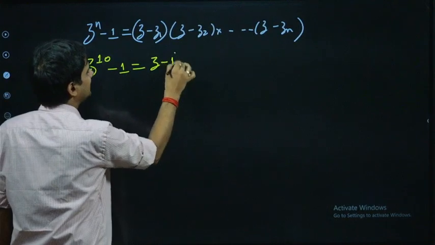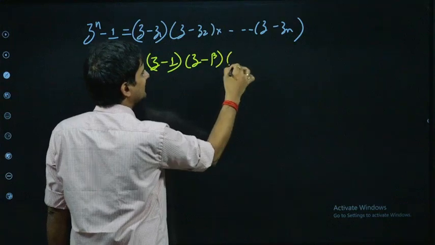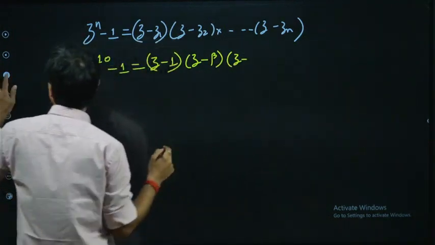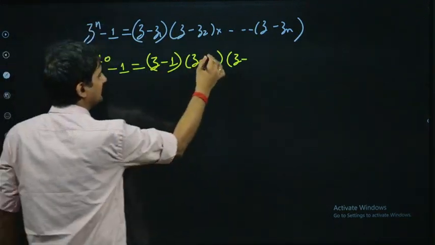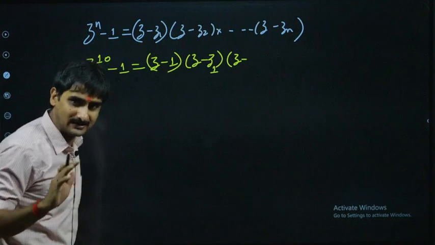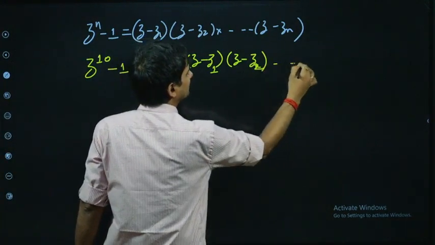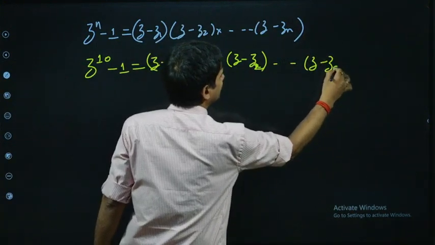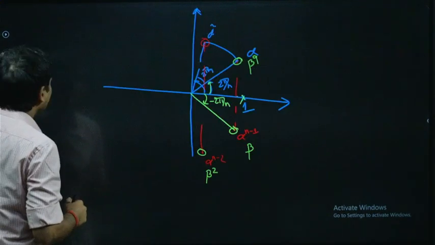z minus 1 into z minus beta, and beta is z1. So instead of writing beta, so that you don't get confused, I will write z1. Then z minus beta square, z2, dot dot dot, z minus z raised to power 9, which is beta raised to power 9 here. Now what do we need?